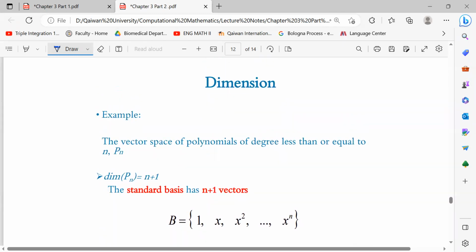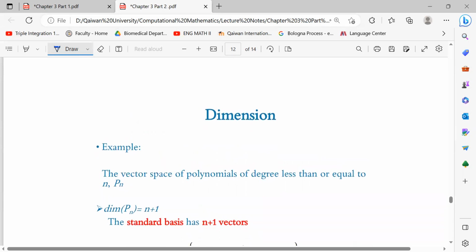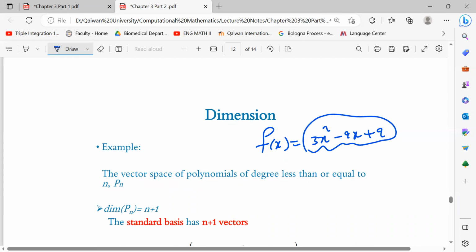For polynomials, the dimension is the highest degree plus 1. Let f of x be 3x squared minus 2x plus 2. What's the degree of this polynomial? It's 2, the highest degree. So what's the dimension? As you see, we have 3 terms, including a constant term. That means we have one extra. The dimension is always the degree plus 1.